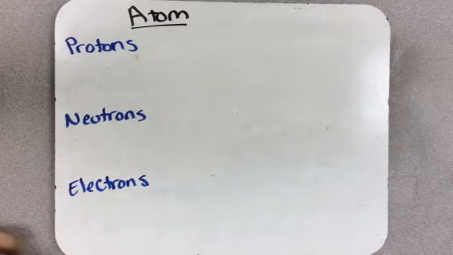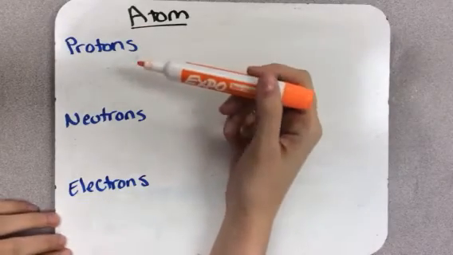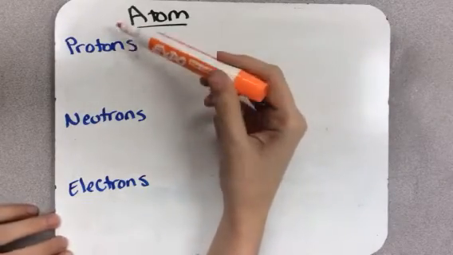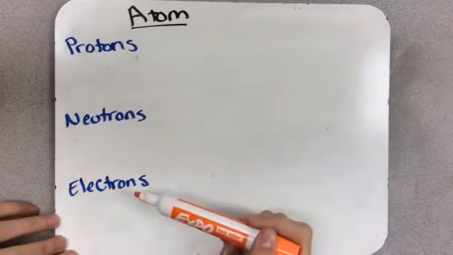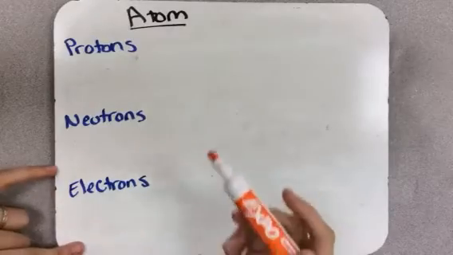All right, let's take a look at the parts of an atom. There are three main parts of an atom. These are called subatomic particles. And we have protons, neutrons, and electrons. I'm sure you've heard of them before, but now we're going to go into a little bit more detail about them.